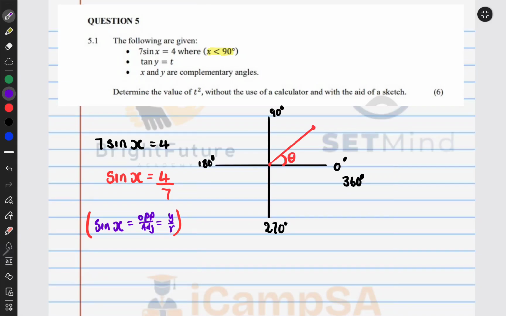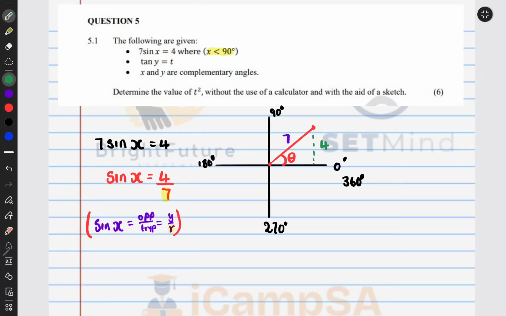And what is the length of the terminal arm? Since the terminal arm is opposite over hypotenuse, that is our r. What is our r here? Our r is 7. Therefore, we're going to have 7. And then since sine x is 4 over 7, that means this side is also 4.